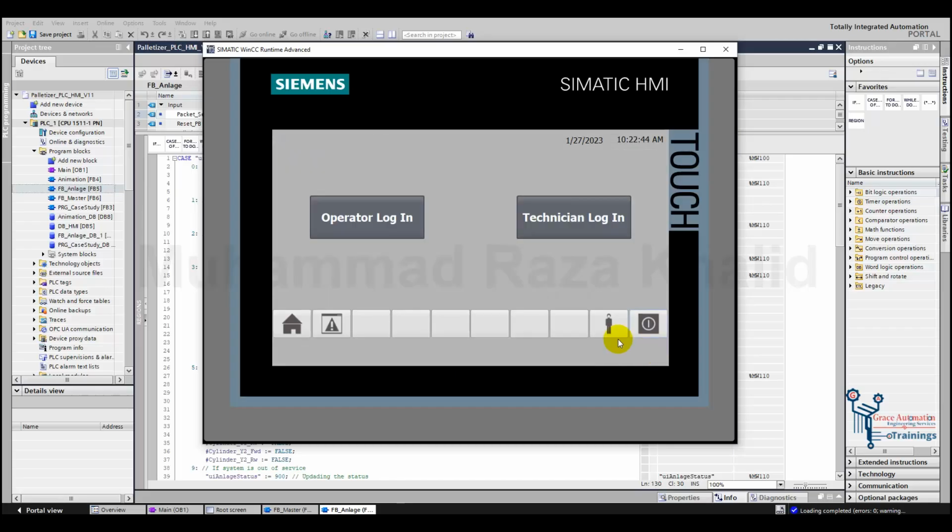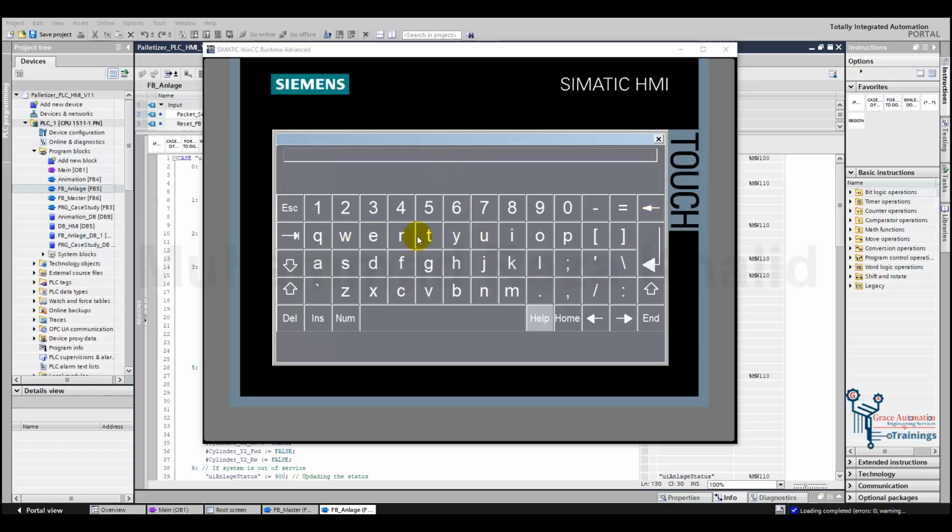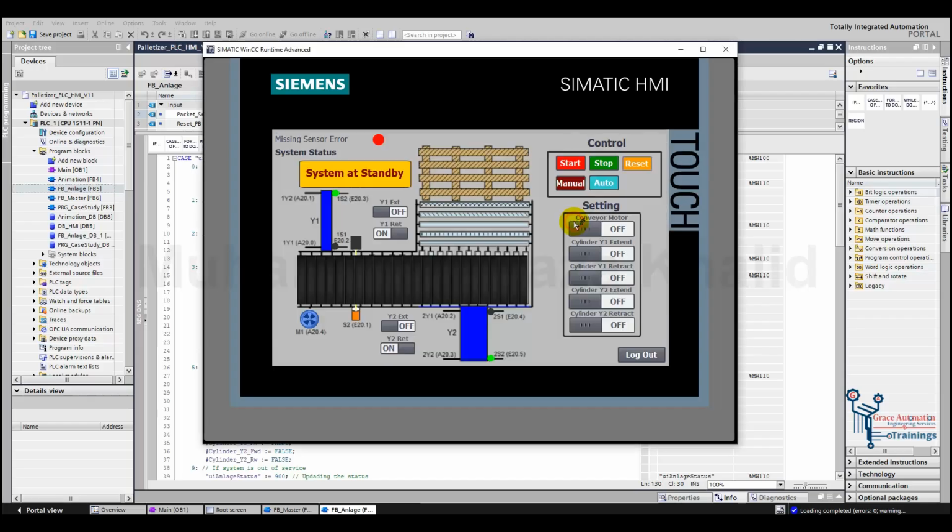So now let's test the technician mode. As the packets were not detected, the system has turned into standby mode, and it's showing the missing sensor error. Here we can see that the technician has access to both auto and manual mode. There are buttons for each of the outputs to control them manually. So let's reset the system, start that, and select the manual mode.